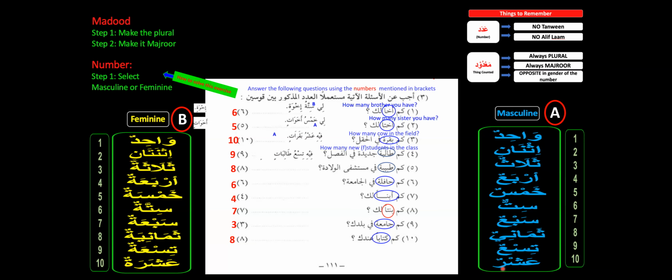Kam tabibatan fil mustashfa al-wiladati. And you have to choose number 8. So which number 8 will you choose? Fi thamani tabibatin. You will choose the number which is masculine.